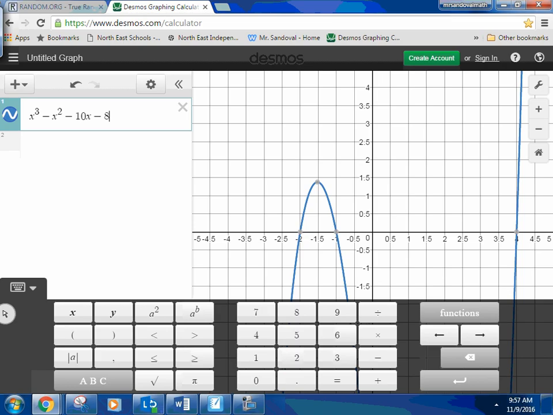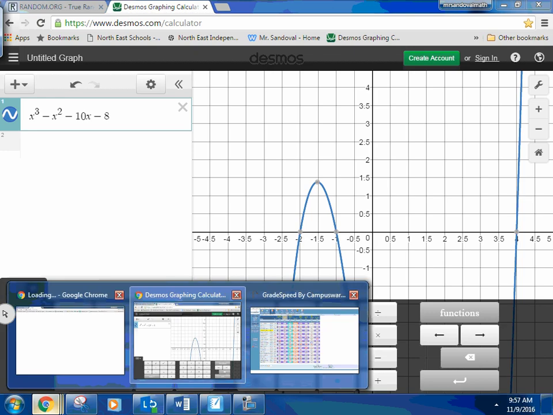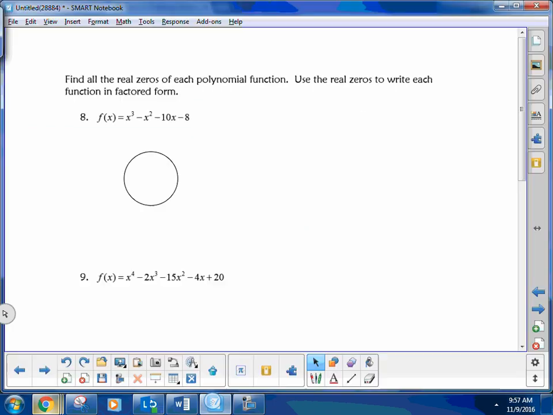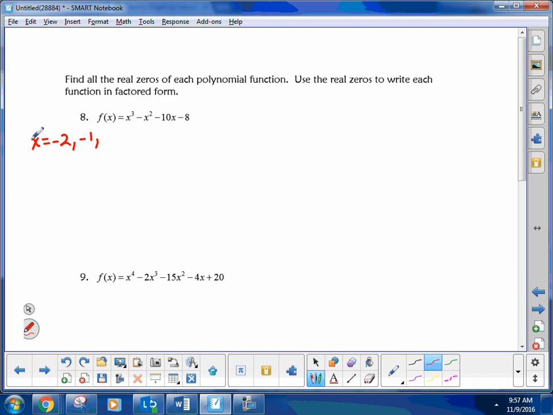Okay, so here you go. And the things that we discover is that -2 and -1 are solutions. And 4. So -2, -1, and 4. So let's go back to the actual problem and write down that we're going to prove that -2, -1, and 4 are actual solutions. So you can go ahead and start whichever one you want. I'll start just with order. I'll put -2. And so technically divide that. So we got 1, -1, -10, -8.